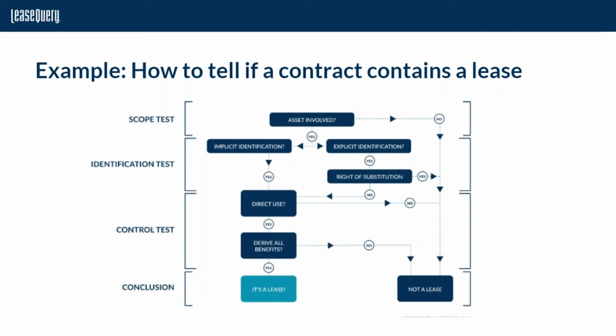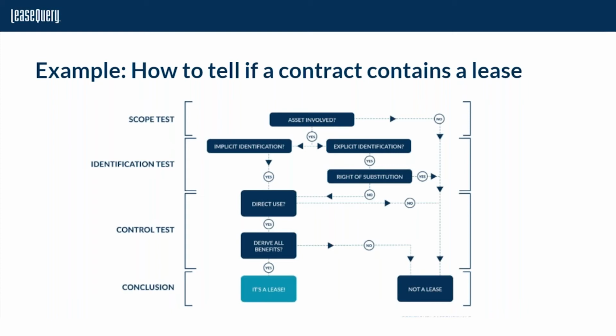In our accounting guide, example 1 is whether a stadium naming rights contract is a leasing agreement. Let's start by analyzing the agreement for an identified asset. In this scenario, most likely the stadium is specified in the contract. So yes, the identification requirement is met.